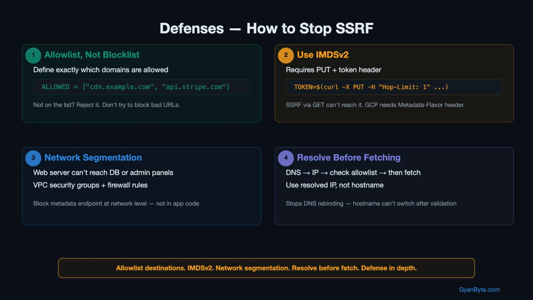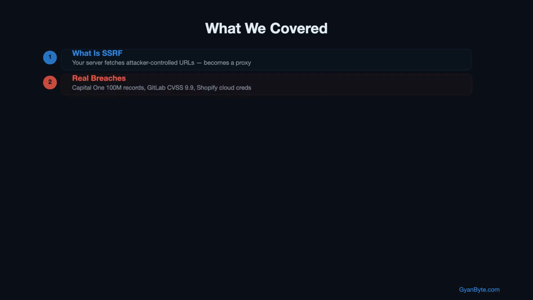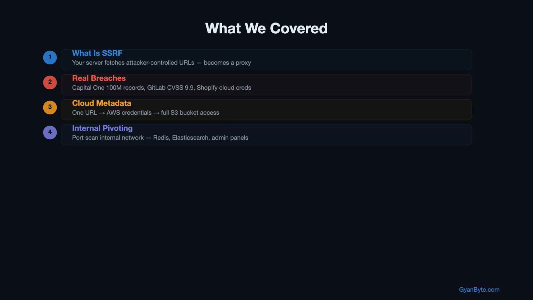Allowlist destinations. Use IMDSv2. Segment your network. Resolve before fetching. Defense in depth stops SSRF. 6 concepts, 1 URL input. What is SSRF? Your server fetches attacker-controlled URLs. Real breaches: Capital One, GitLab, Shopify. Cloud metadata: 1 URL steals AWS credentials. Internal pivoting: scan and access internal services.